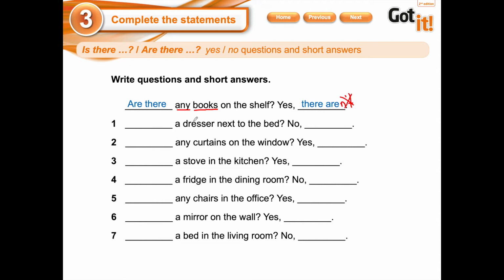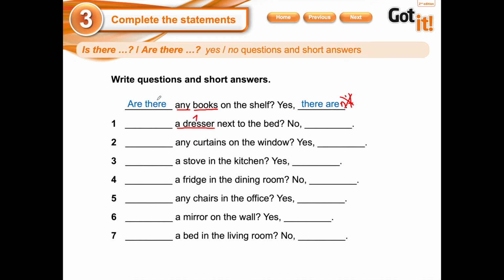I am going to do number 1 as another example, and then in online classes you're going to tell me what the answers are. So in number 1, I have a dresser next to the bed. What is the noun here? A dresser. This is related to the vocabulary, so you have to pay a lot of attention to that. A dresser means that there is only one.